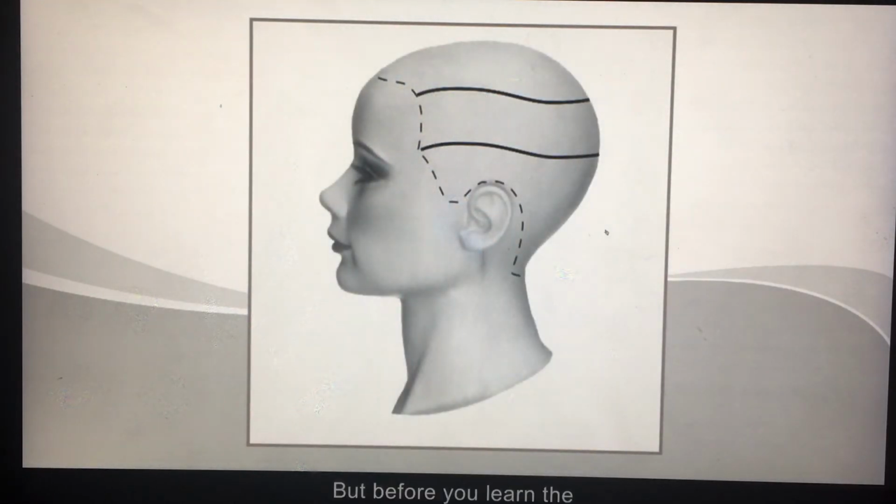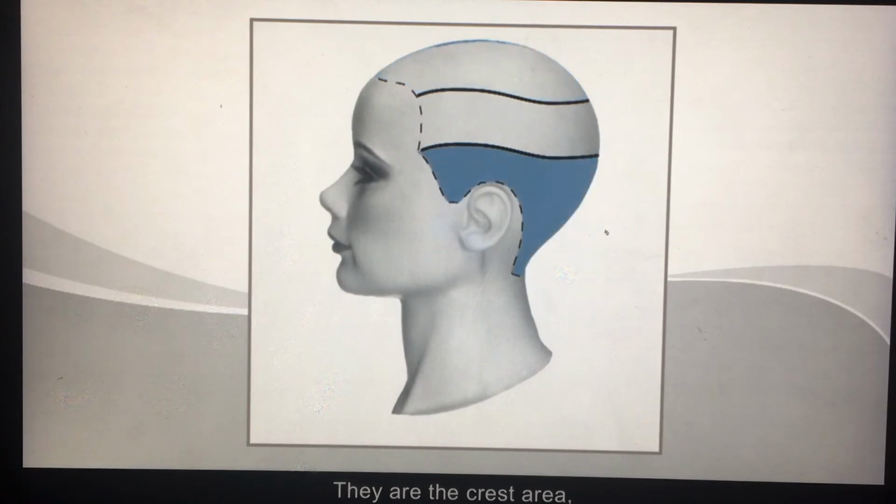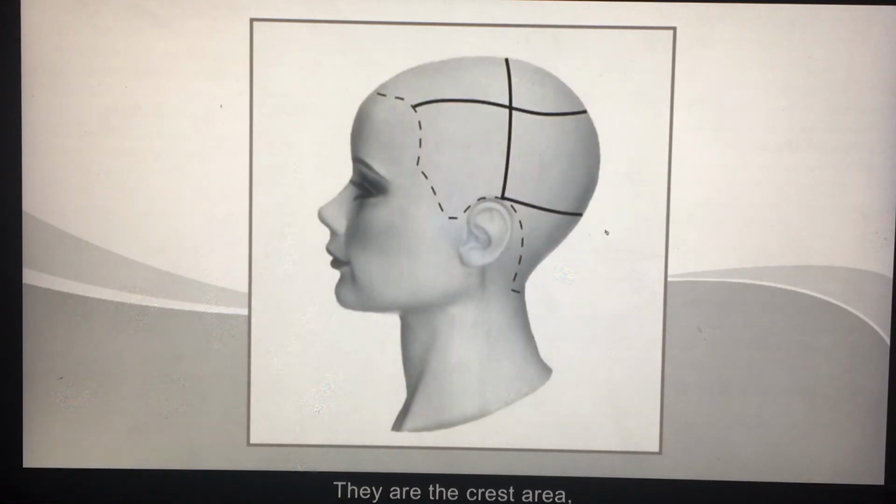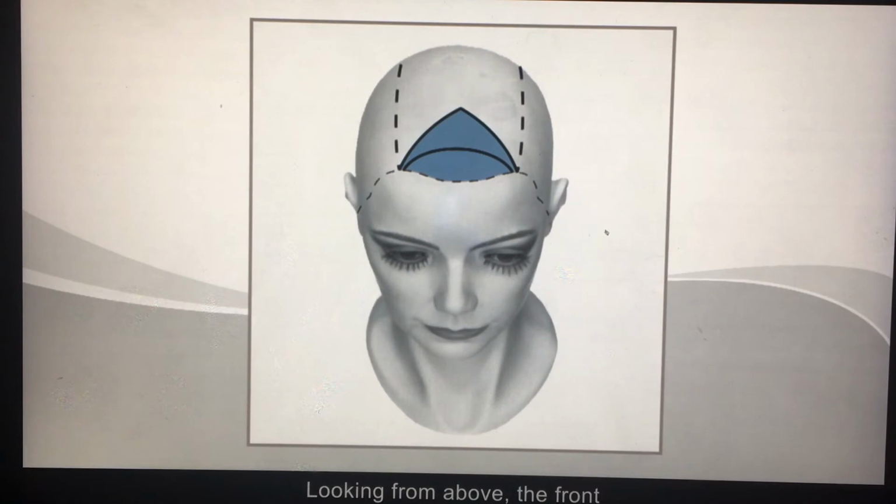But before you learn the techniques, you will need to be familiar with how the areas of the head are divided. They are the crest area, interior, and exterior. The front and back are divided vertically from ear to ear. This creates the top, sides, crown, back, and nape areas. Looking from above, the front area of the interior is referred to as the fringe. This can be a curved or triangle-shaped section.